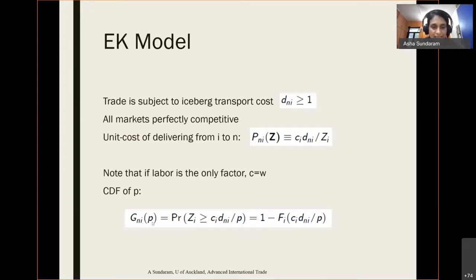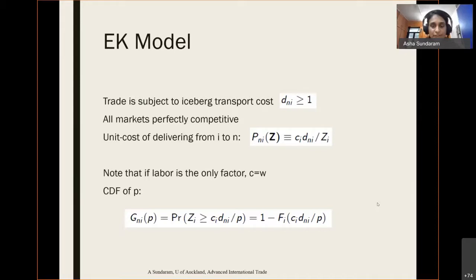P is the price. And that's simply given by the definition of prices here. Right? So the CDF of P denoted by G_Ni of P is just the probability that P_Ni is less than or equal to P. Okay? And if you look at this expression here, when is this expression less than or equal to P? That happens when Z_i is greater than or equal to C_i d_Ni divided by P. Okay? And what is the probability that Z_i is greater than this constant here? Given the Fréchet distribution, that's just 1 minus F_i of C_i d_Ni divided by P, where F_i is the Fréchet distribution function.